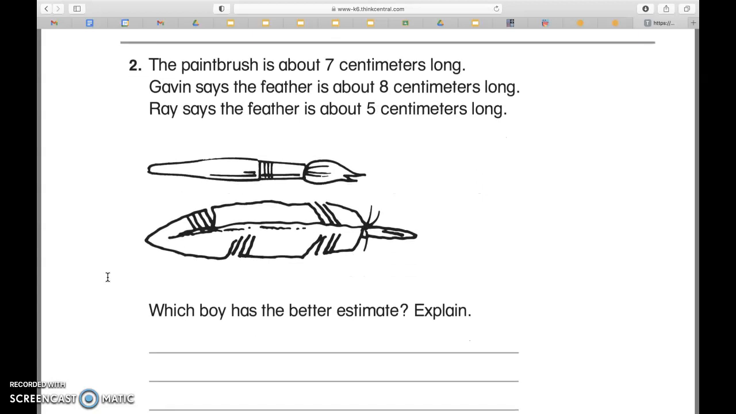Number 2. The paintbrush is about 7 centimeters long. Gavin says that the feather is about 8 centimeters long. Ray says the feather is about 5 centimeters long. Which boy has the better estimate? Explain. So you're going to have to say that Gavin has the better estimate or Ray has the better estimate because, and explain why.